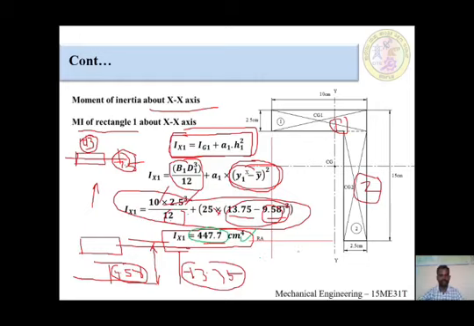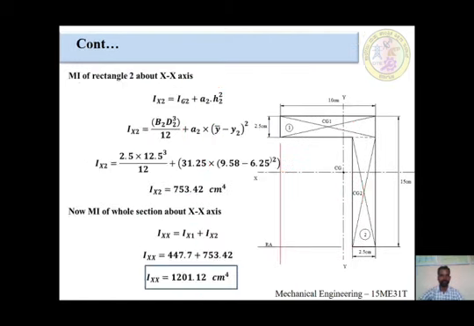Up to here, you would have studied and well understood these things. We will move to calculate the moment of inertia of the rectangular section about the x-axis. Next slide. This would be the moment of inertia of the second rectangular section about the x-axis. I am going to give the direct formula of the parallel axis: Ix2 is equal to Ig2 plus A2 into H2 square. The formula would be B2 D2 cube divided by 12 plus A2 into (y bar minus y2) square. I will explain this also.